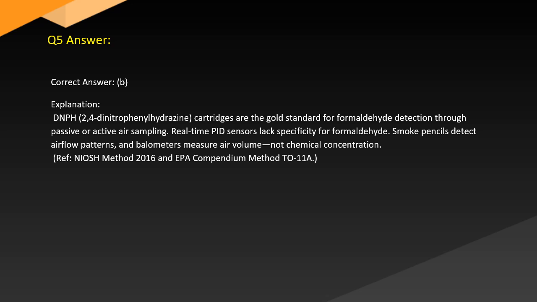Answer. Correct answer: B. Explanation. DNPH, 2,4-dinitrophenylhydrazine, cartridges are the gold standard for formaldehyde detection through passive or active air sampling. Real-time PID sensors lack specificity for formaldehyde. Smoke pencils detect airflow patterns, and bolometers measure air volume, not chemical concentration. Reference: NIOSH Method 2016 and EPA Compendium Method TO-11A.